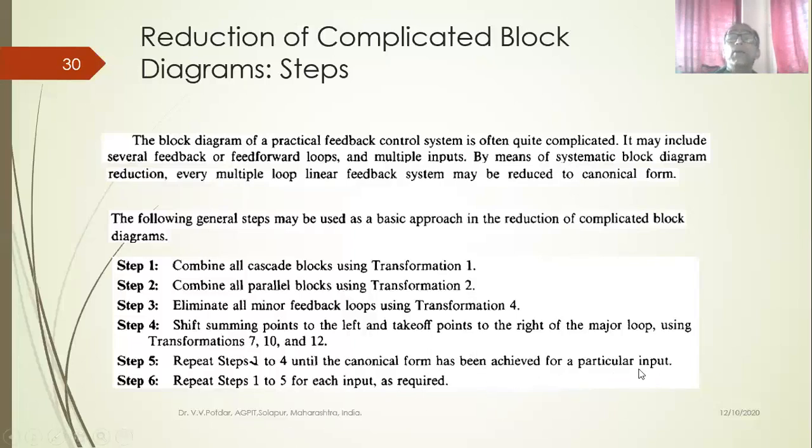What is the canonical form? So I have got 12, 15 blocks arranged at various locations. I can use the rules of block diagram algebra and convert those into a single block in the forward path and a single block in the feedback path. So that is called canonical form. So repeat steps 1 to 4 until the canonical form has been achieved for a particular input. Repeat steps 1 to 5 for each input as required.